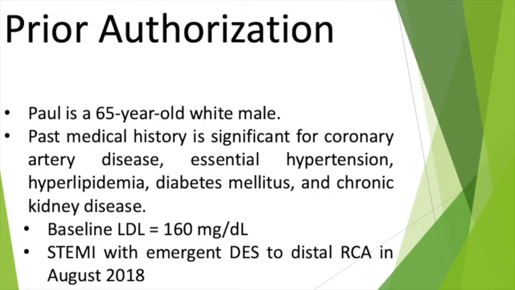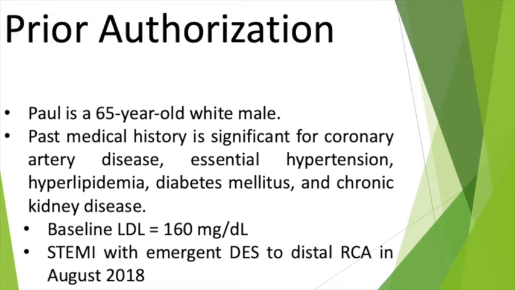Paul is a 65-year-old white male. His past medical history is significant for coronary artery disease, essential hypertension, hyperlipidemia, diabetes mellitus, and chronic kidney disease. His baseline LDL was 160 milligrams per deciliter, and he suffered an ST segment elevated myocardial infarction with an emergent drug-eluting stent placement to the distal right coronary artery in August 2018.